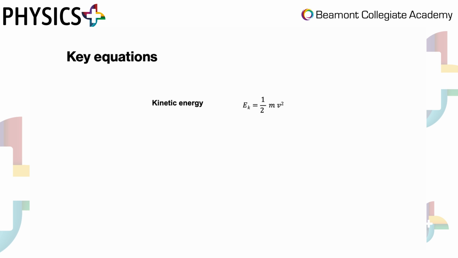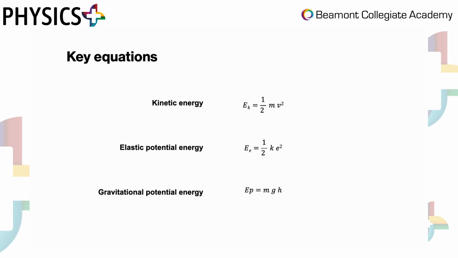Kinetic energy, EK equals half mv squared, where m is mass and v is velocity. Elastic potential energy, E equals half ke squared, where k is the spring constant and e is extension. And gravitational potential energy, where m is mass, g is gravitational field strength, and h is height. Remember, energy is measured in joules.